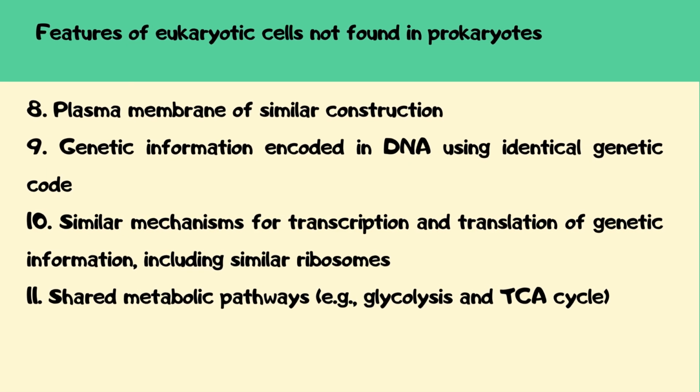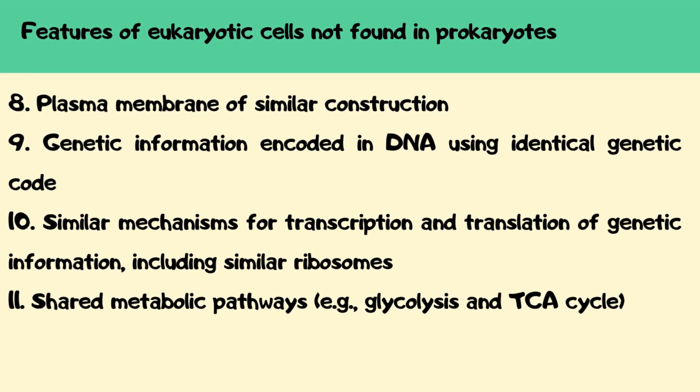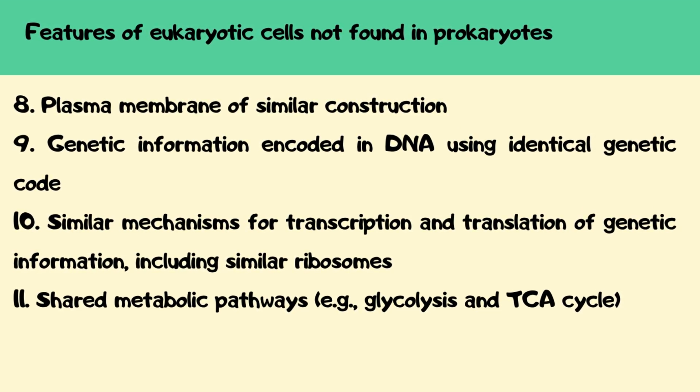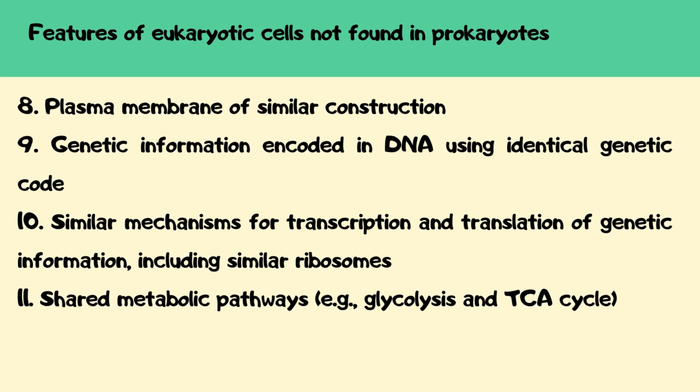Number 8. The plasma membranes are present in similar construction. Number 9. The genetic information encoded in DNA is using an identical genetic code. Number 10. The nucleic acids have similar mechanisms for transcription and translation of genetic information, which include similar ribosomes. And finally, all the eukaryotic cells share similar metabolic pathways, for example, the glycolysis and the TCA cycle.